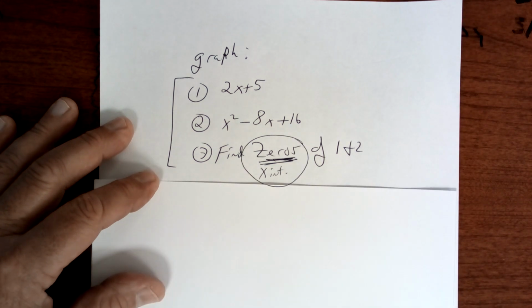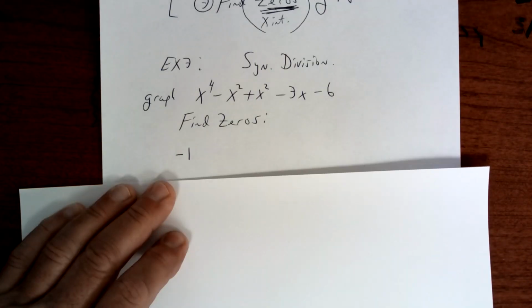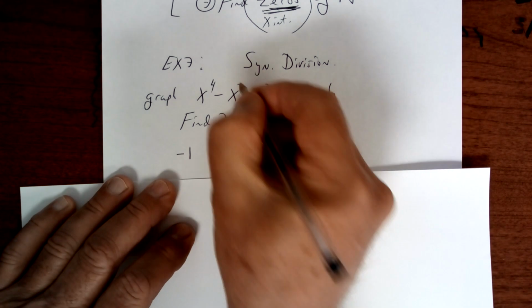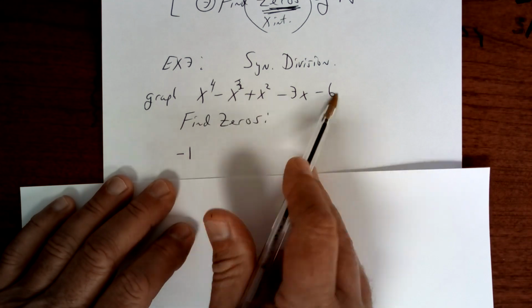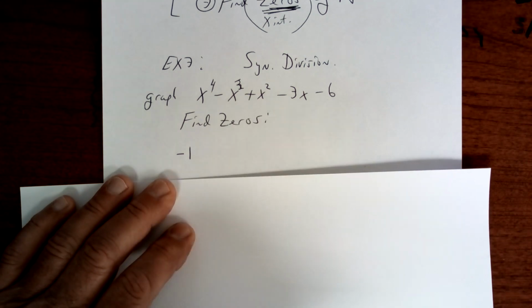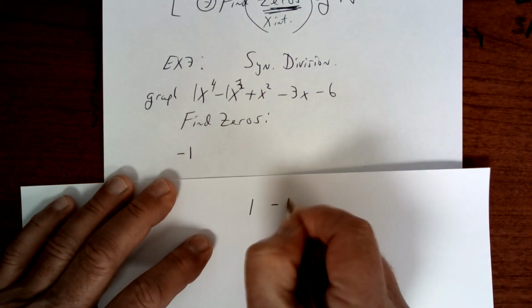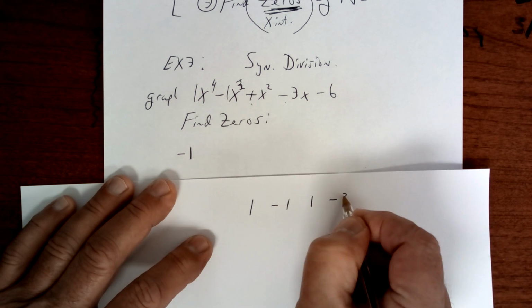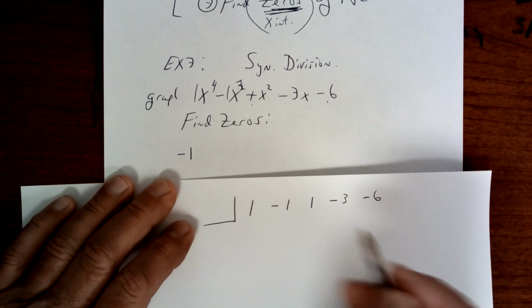All right, let's talk about synthetic division. So copy this down. All right, so I think this one should have been a 3. 4, 3, 2, 1, 0, and it's got to go in that order. If you're missing one, you have to add a 0. So you got to put the coefficients. So you're going to put 1, negative 1, 1, negative 3, and then negative 6. And then you're going to put your number out here, negative 1.